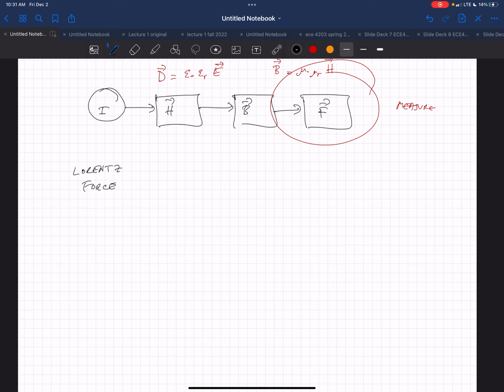So not a magnetic field, not an electric field, but the union of both. That is equal to Q, the test charge, times the electric field. So that's the electric force, plus the velocity of that test charge cross B, the magnetic field. It's the Lorentz force.